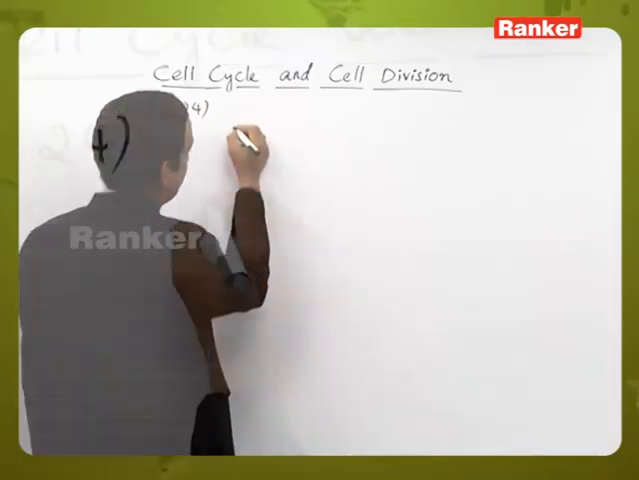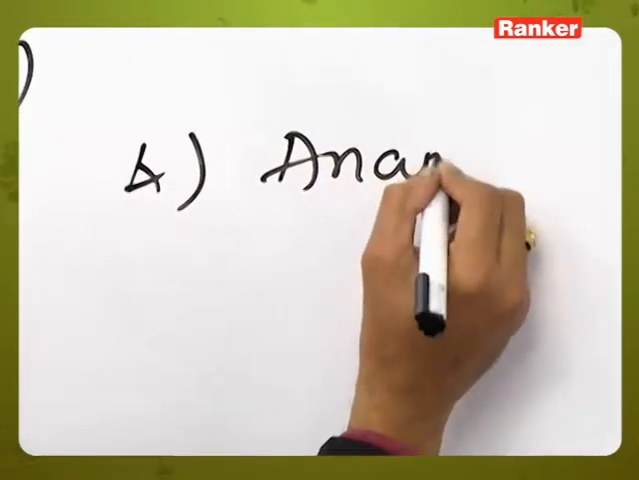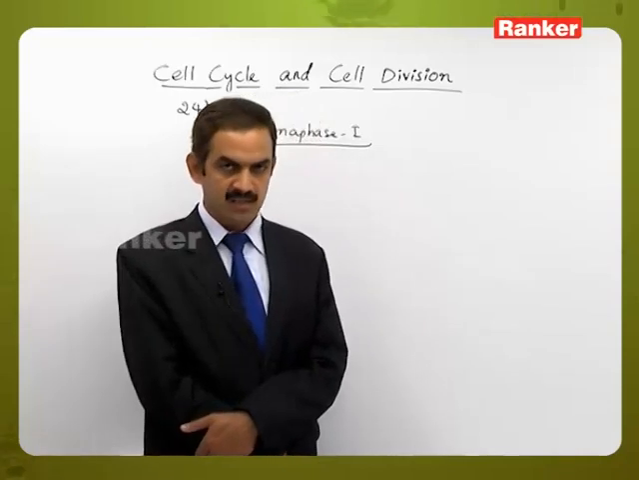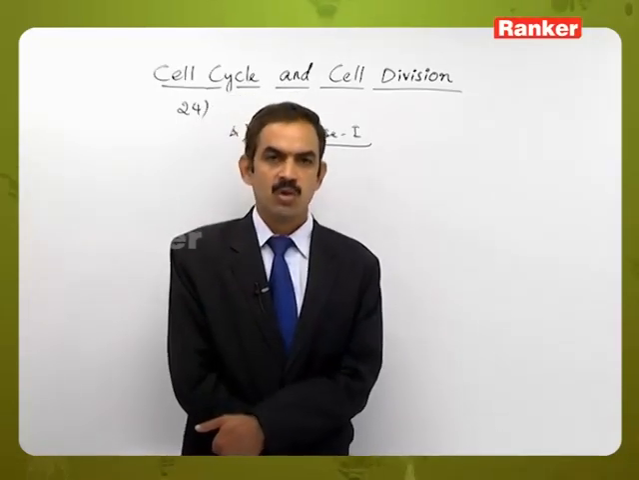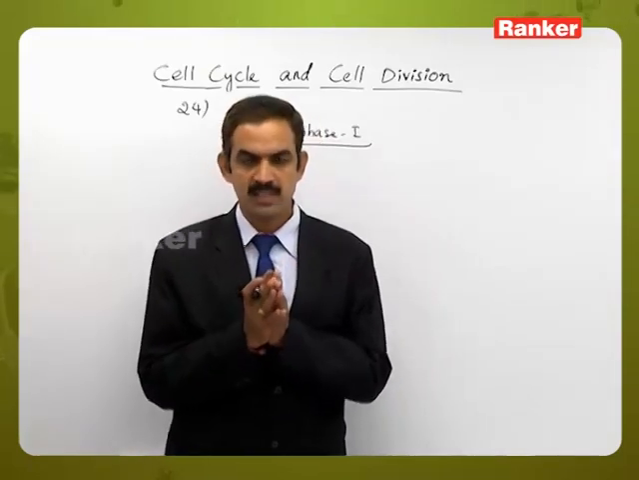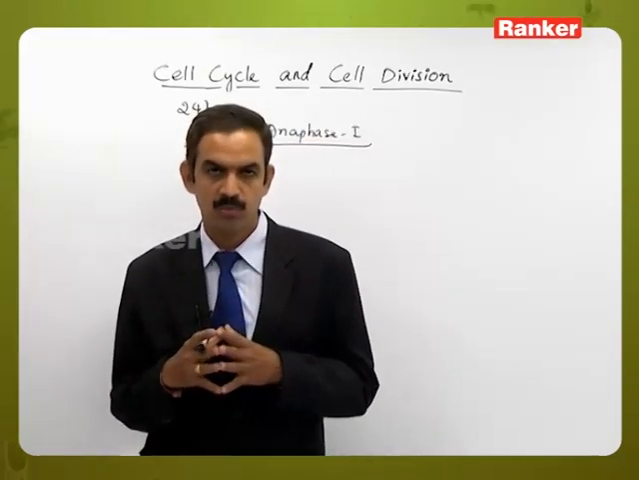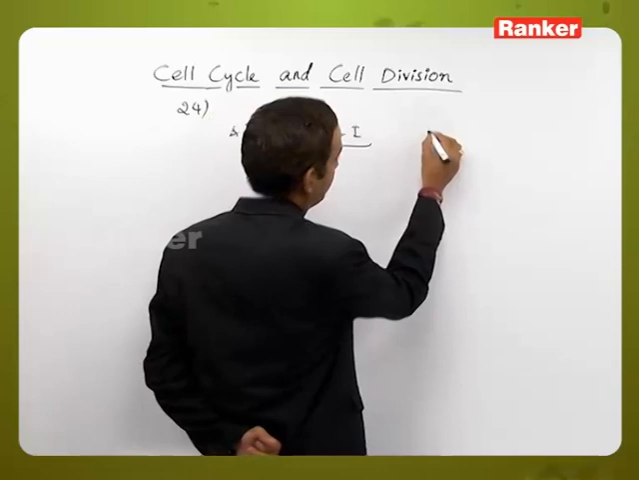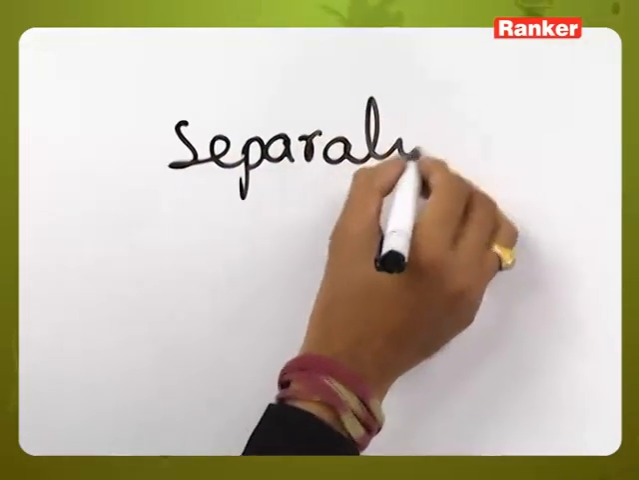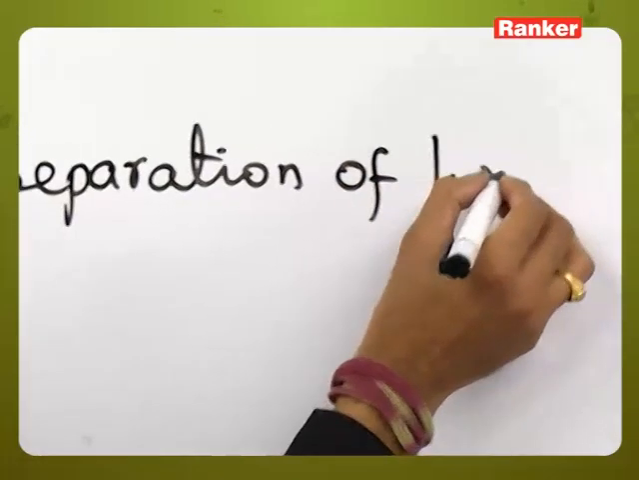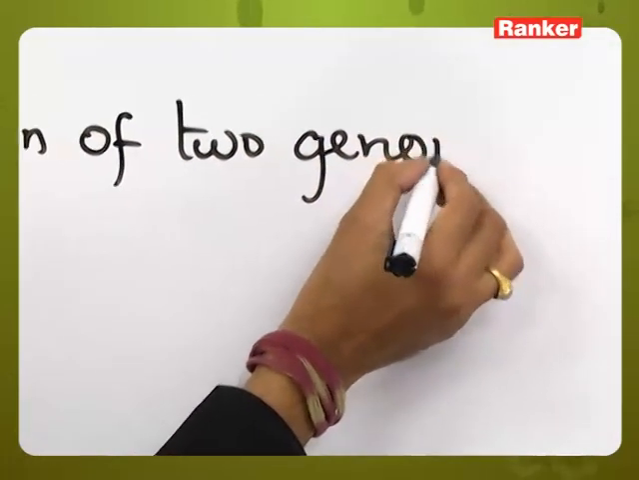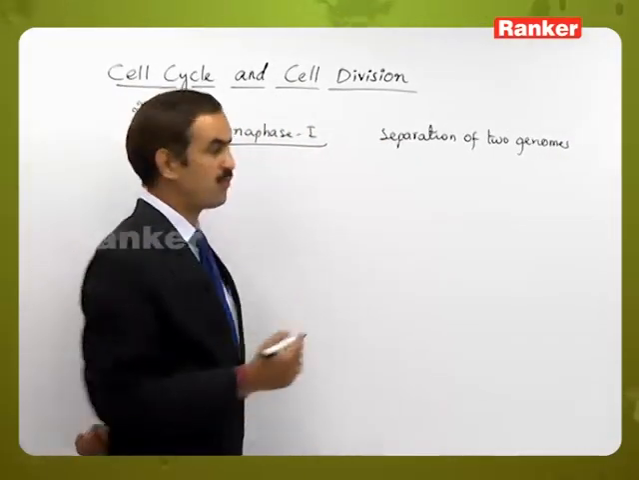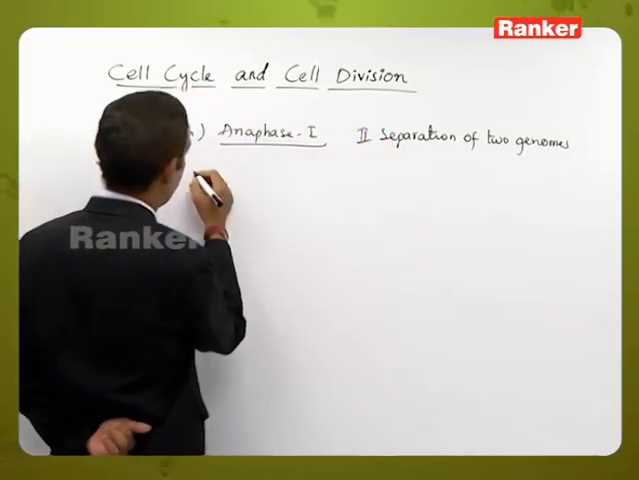So here let us start with the first one, that is anaphase 1. Anaphase 1 is the most important stage where the genomes are separated, that is, the two homologous chromosomes which have been paired will get separated during this stage, that is the separation of the genomes will be taking place. The haploid number will be formed, that is the diploid nuclei will be divided to form haploid number. This can be seen in option number 2.